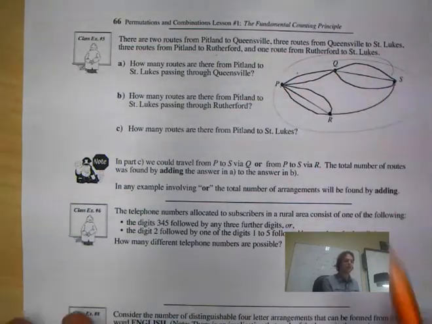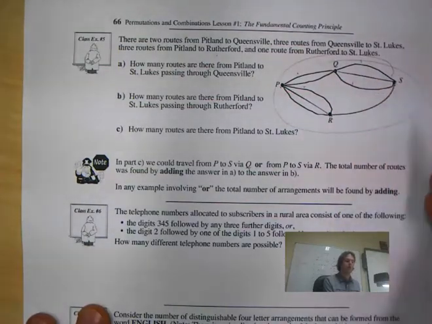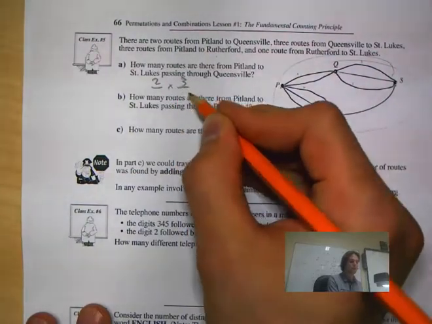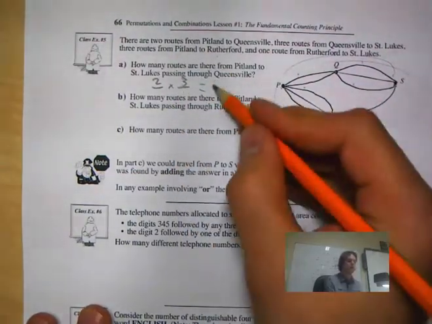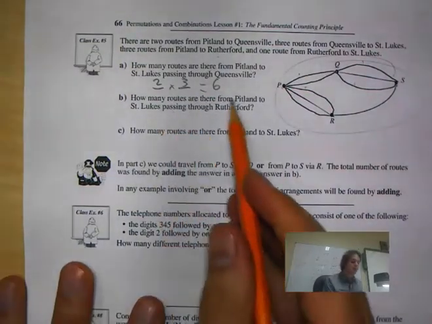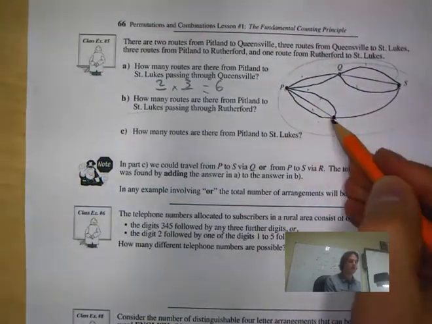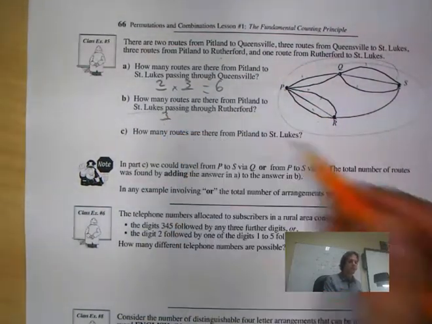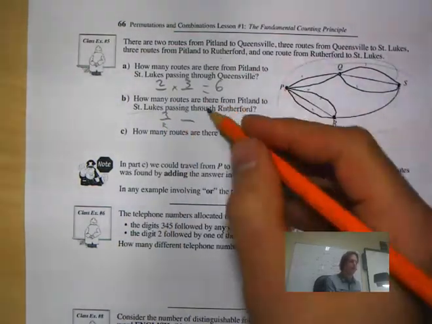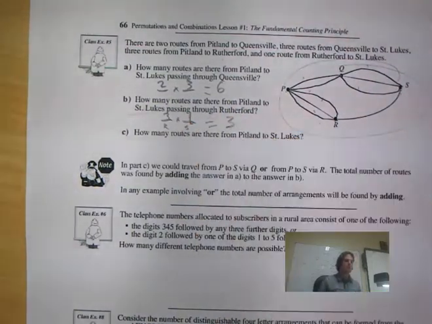So this kind of looks like the tree diagram. I have 2 ways to get there. Okay? And then 3 ways from there to get there. So that is, we have 2 options, and then we have 3 options, which gives me a total of 6 options going through Queensville. Next one says, how many routes are there from Pitland to St. Luke's passing through Rutherford? So I have 3 options to Rutherford. Okay? And then from Rutherford to St. Luke's, I have 1 option, which gives me 3 different routes.